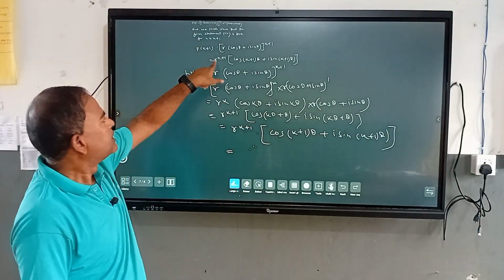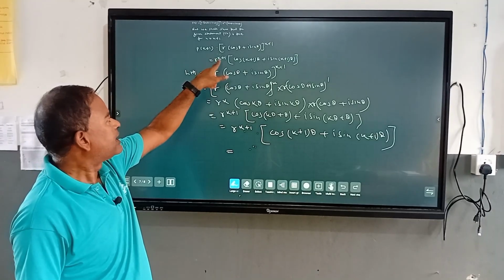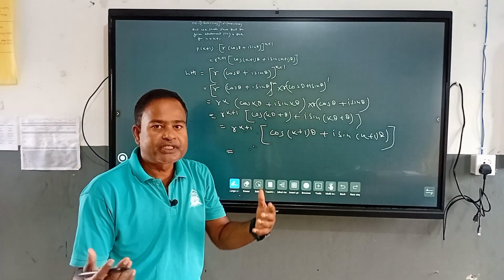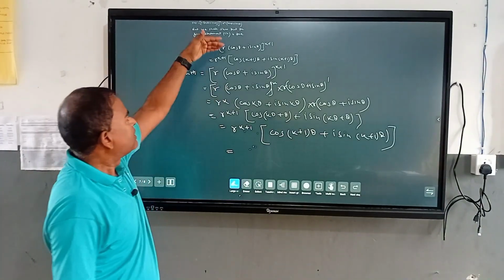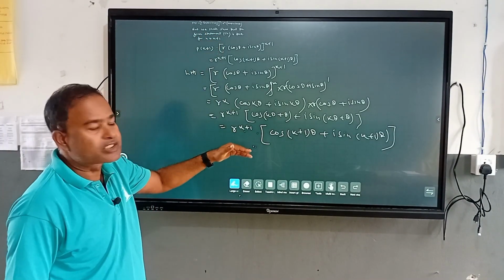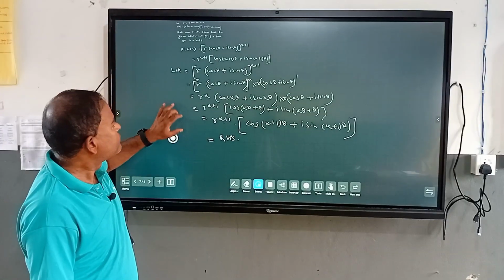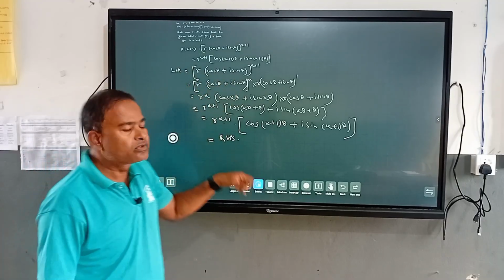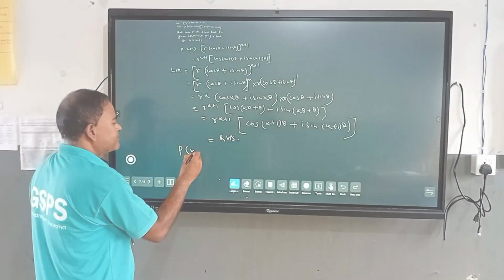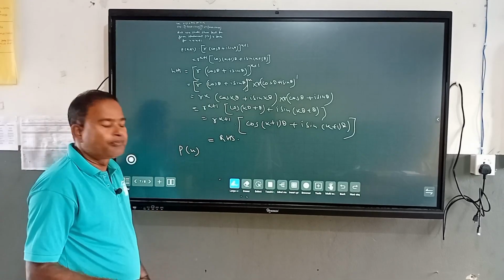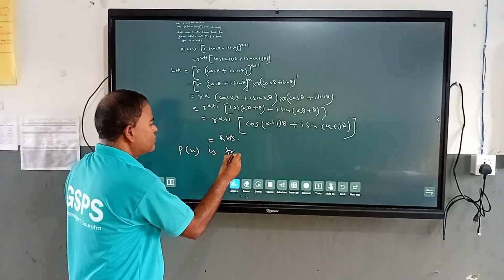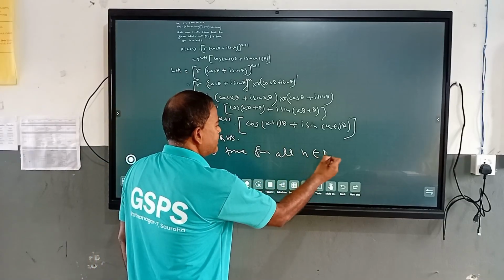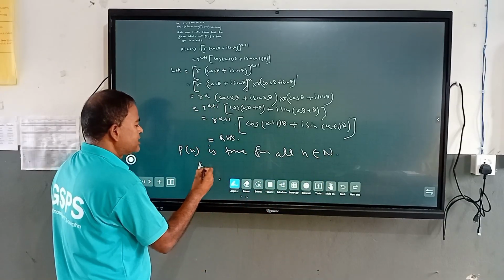So dear students, in RHS we have r^(k+1) (cos (k+1) theta + i sin (k+1) theta). So we have got the value of LHS and RHS both equal. Hence, by mathematical induction, Pn is true for all n belonging to the natural numbers. Hence, it is proved.